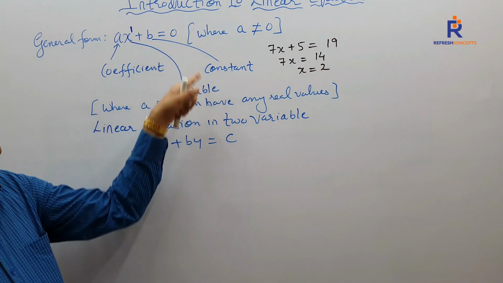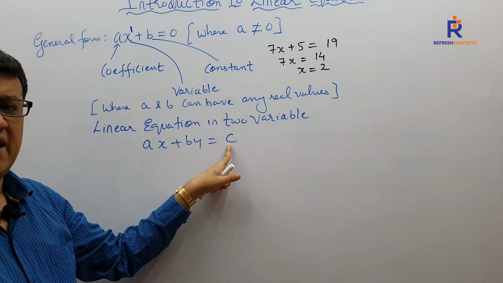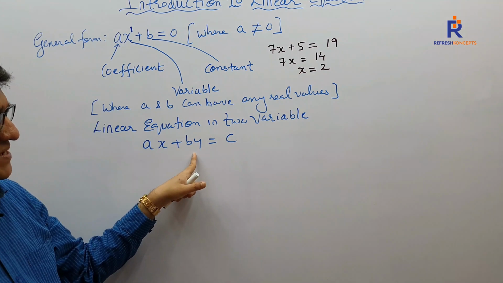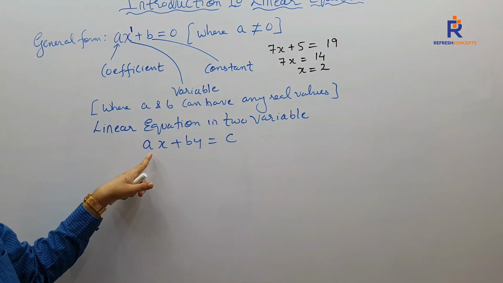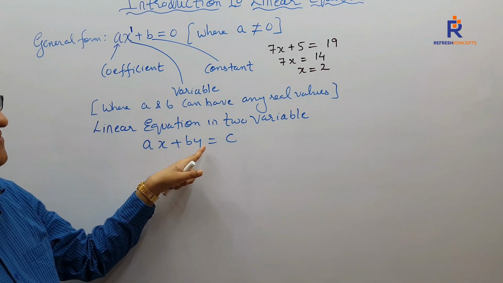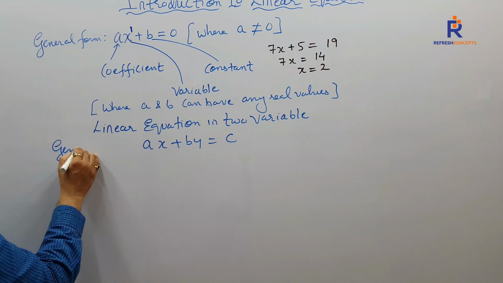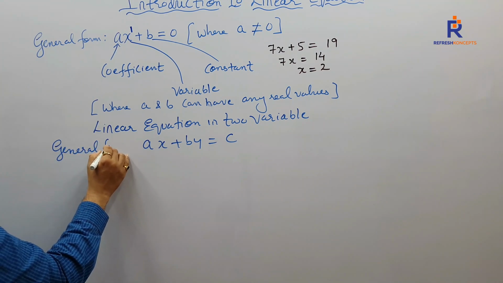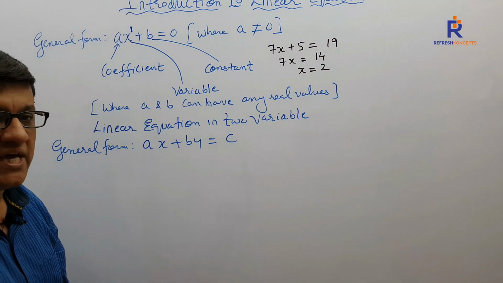Unlike what we had taken over here, as I said thereafter also, I have not taken 0 here; I can have any constant. I can have this particular equation equated with any constant also. So what is the general formula? The general formula is ax plus by equals to c. This is the general form of linear equation in two variable.